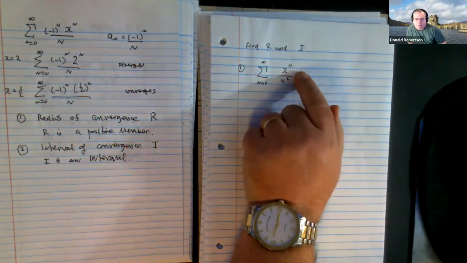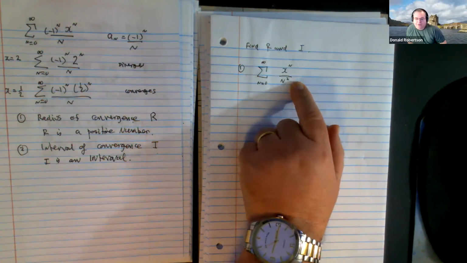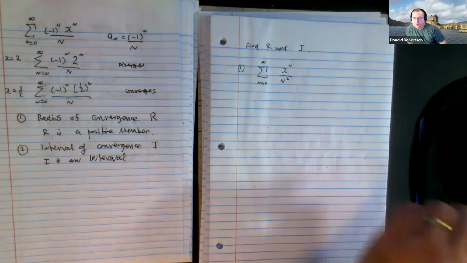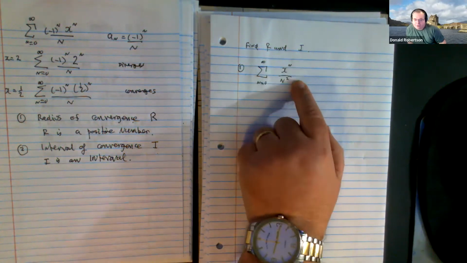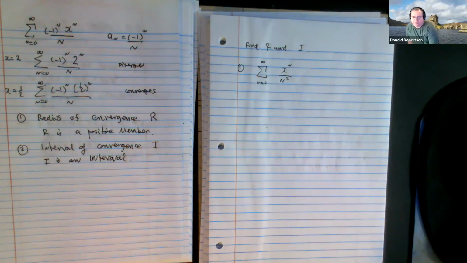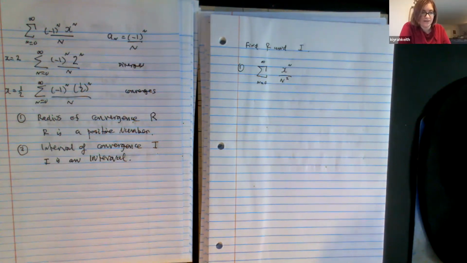Now, if I want to know when this thing converges, I have to think of X as being a number. Now, which of all the tests that we do you think would work well with this particular series? Which test should I use to see if it converges? The ratio test? Let's do a ratio test.